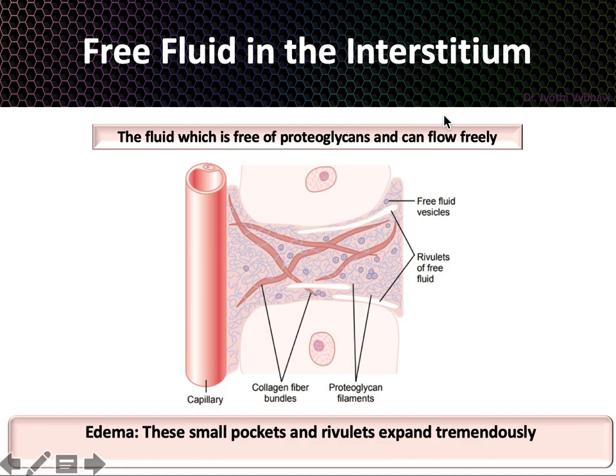And free fluid in the interstitium. Where is this free fluid? Why is it called free fluid? So you can see this. This is a capillary. These are collagen fibers. These are proteoglycans, and there is fluid here. But if you can see, there are these small purple things. Can you see? These are nothing but fluid-filled vesicles.